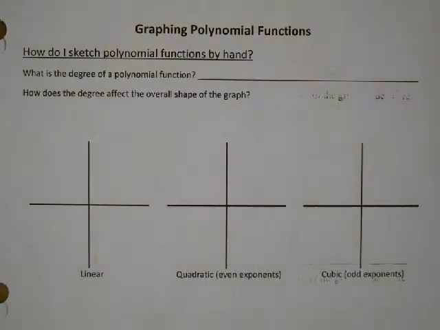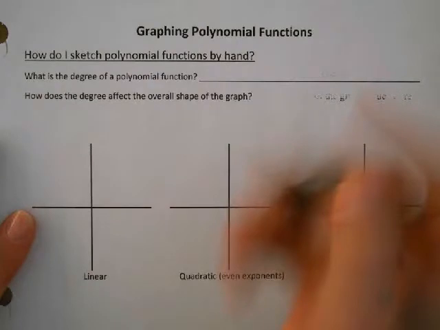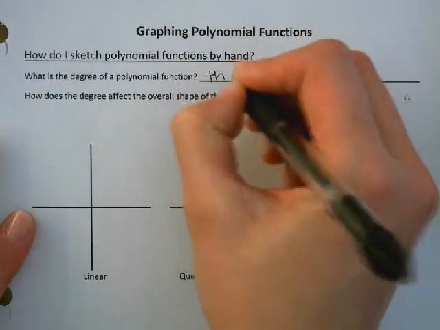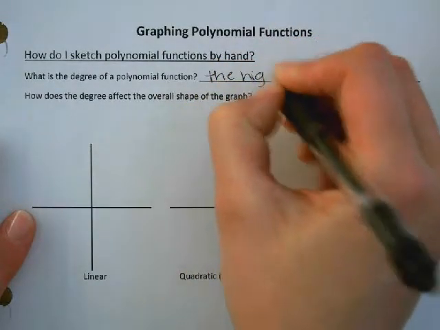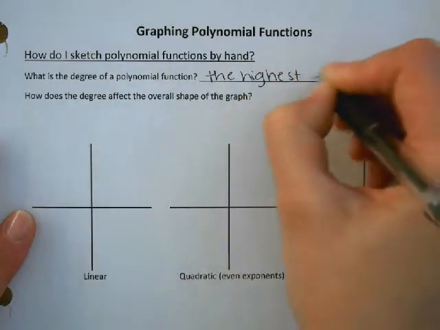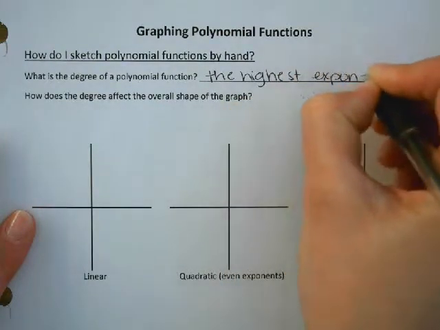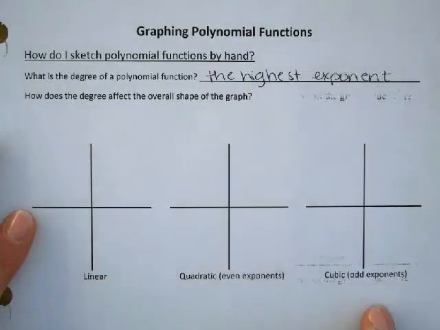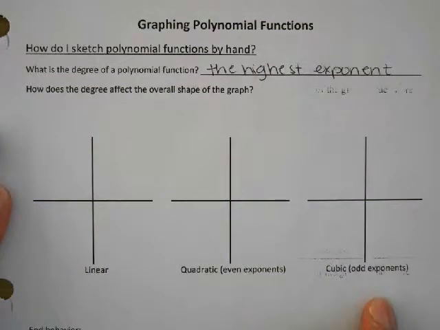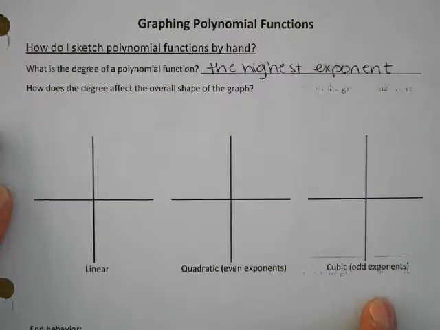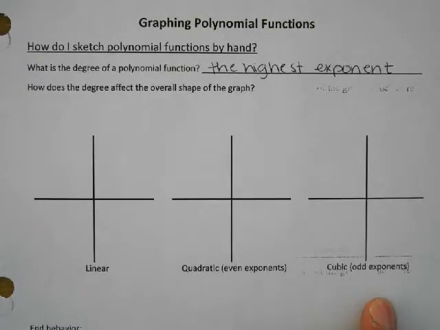All right. Do you guys remember how we determined the degree of a function? It's the exponent. Yeah, so the degree. What is the degree of a polynomial function? It is the highest exponent. So how does the degree affect the overall shape of the graph?